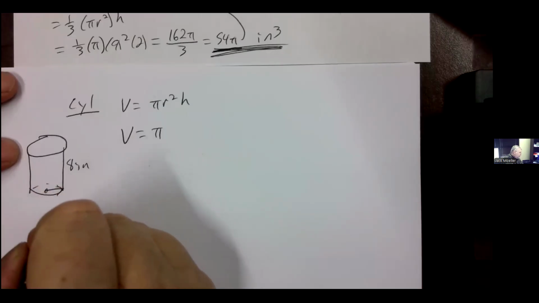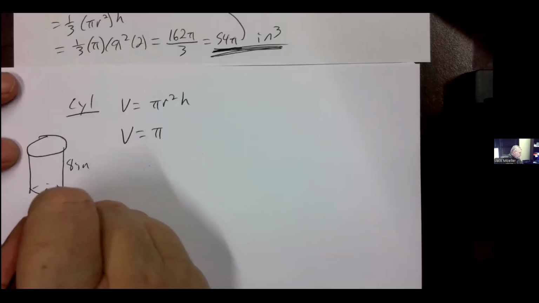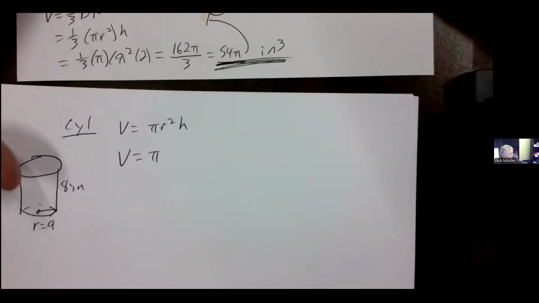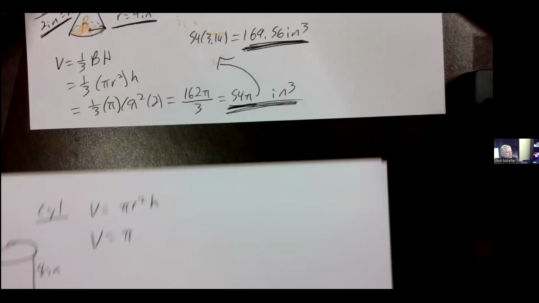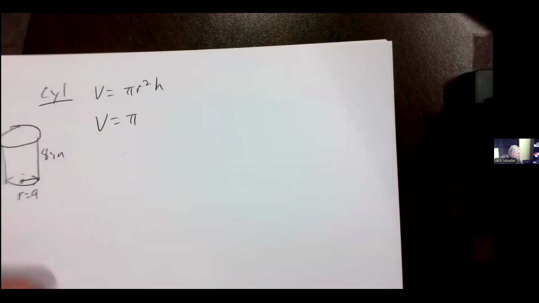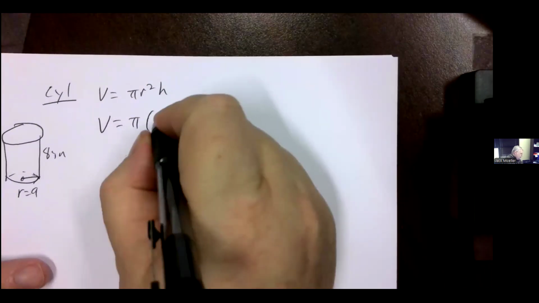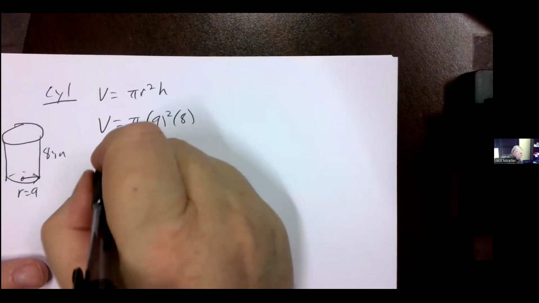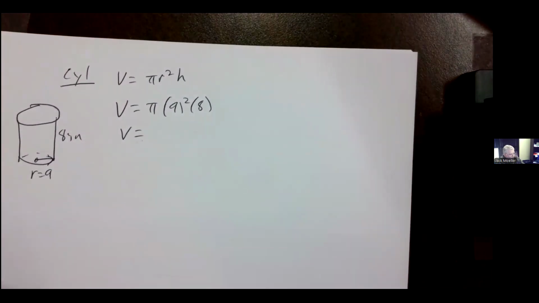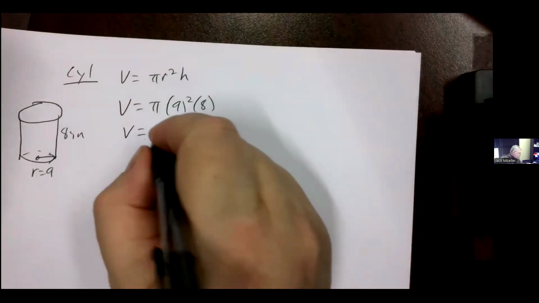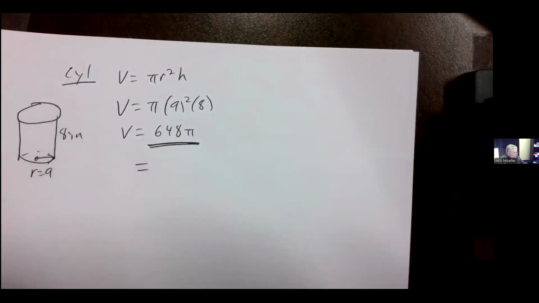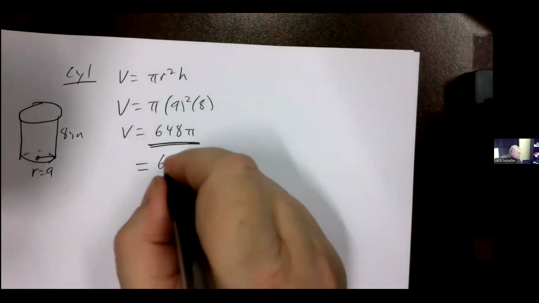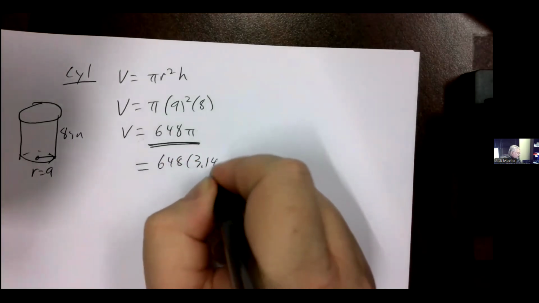Now we previously figured out the radius is half of 18, so the radius is 9. On the cone, the height was 2. With the cylinder, we were given the height of 8. So the radius is 9 squared now times h, so 8. That would be 648 pi. And then we need to plug in pi is 3.14 for the second half of the answer.